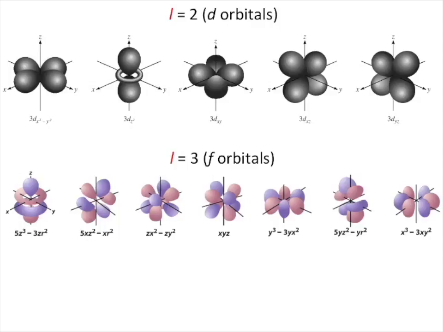I gotta say, my favorite orbital in the whole set is the dz squared. It's got a freaking donut around the middle. How is that not cool, right? And that's just how the math comes out.